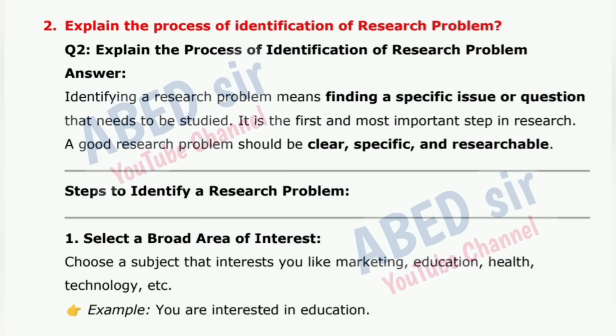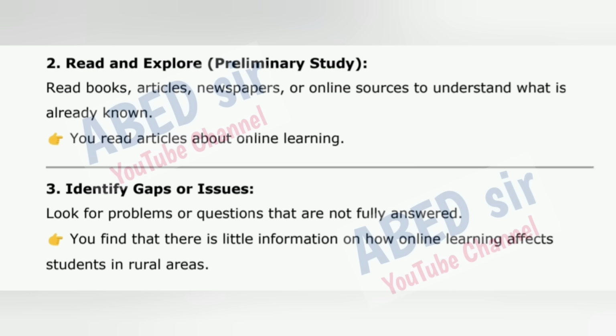1. Select a broad area of interest. Choose a subject that interests you, like marketing, education, health, technology, etc. Example, you are interested in education. 2. Read and explore, preliminary study. Read books, articles, newspapers, or online sources to understand what is already known. You read articles about online learning.